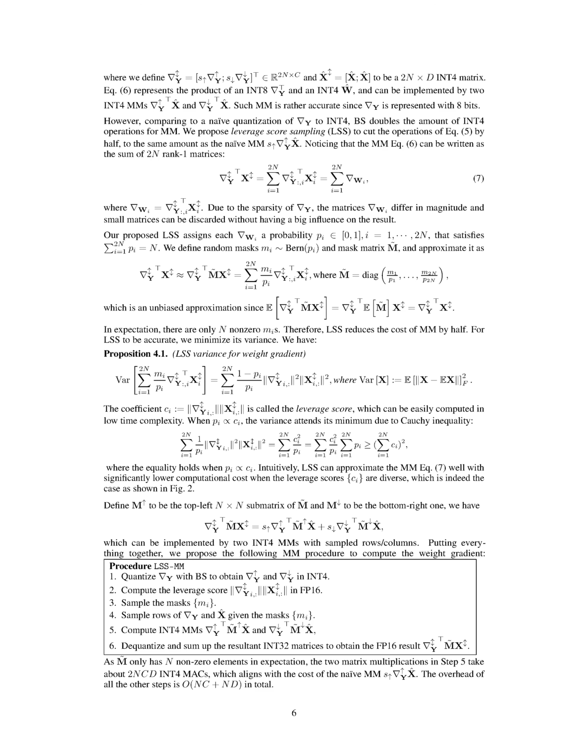Section summary. The weight gradient involves matrix multiplication of nabla_y transpose and x hat, which can be implemented accurately with two int4 MMs but doubles the amount of int4 operations. To reduce the cost of MM by half, leverage score sampling, LSS, is proposed, which assigns each nabla_w_i a probability p_i in [0, 1], i = 1, ..., 2n, that satisfies sum_{i=1}^{2n} p_i = n. LSS can approximate the MM well with significantly lower computational cost when the leverage scores c_i are diverse.